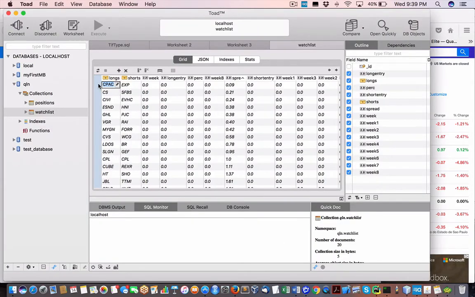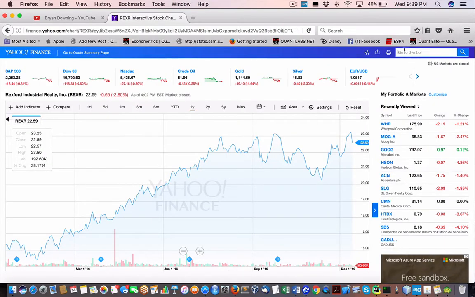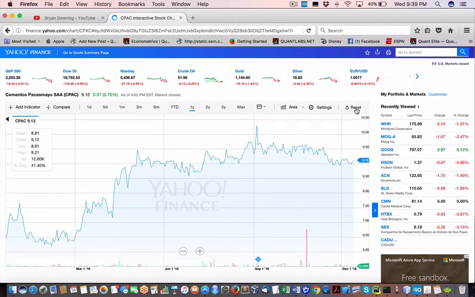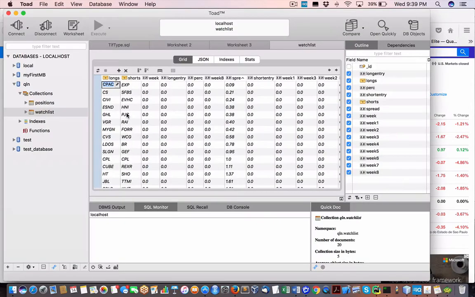So our first long is this CPAC. I'm not going to try to figure out what company these are or whatever. So CPAC in blue is our long, and our short is EXP, which is usually in the chart in green.